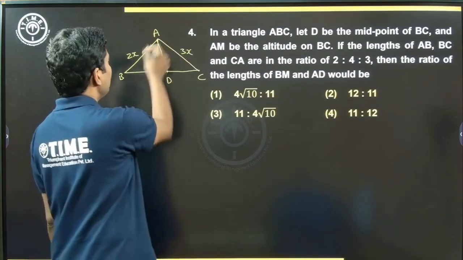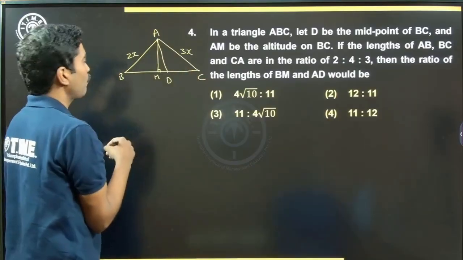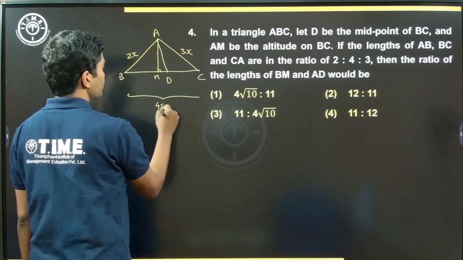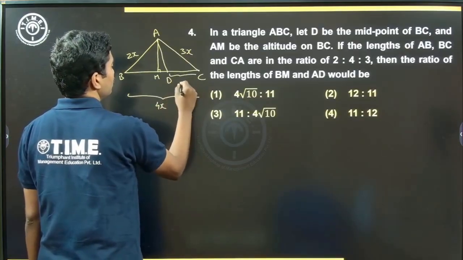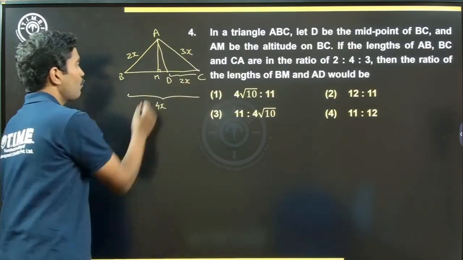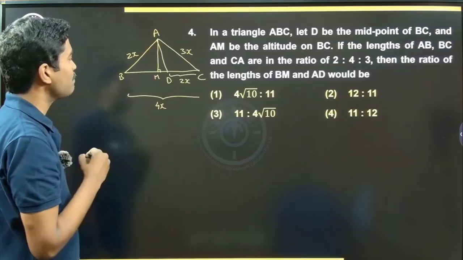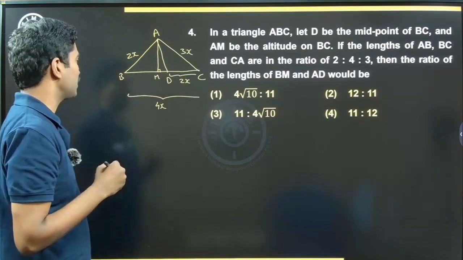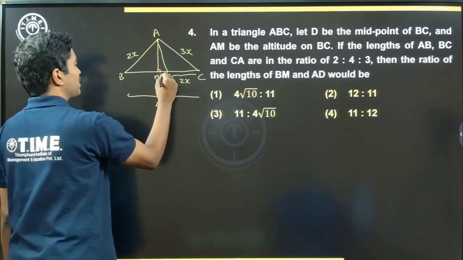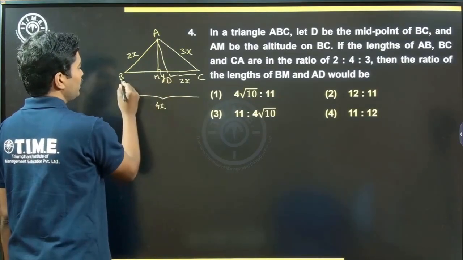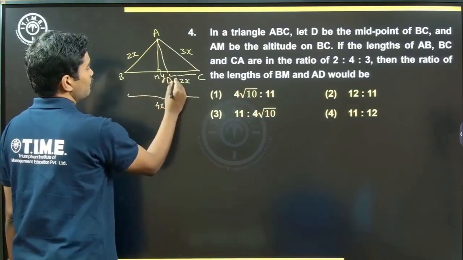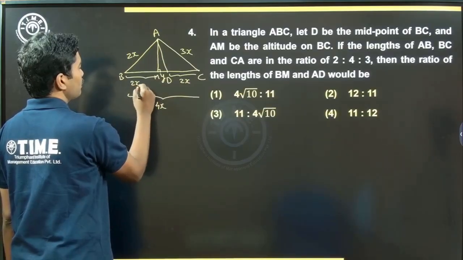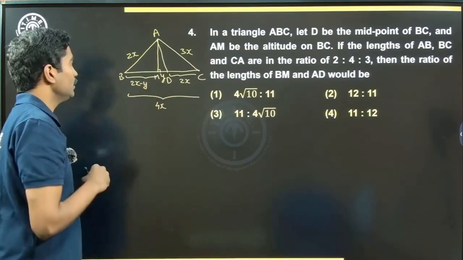Now I know AB, BC and AC are in the ratio 2:4:3. So if this is 2x, this is 3x, this whole thing has to be 4x. If this is 4x, this has to be 2x, right? Now what I don't know is this part MD. Let's say this part is y. MD is y. I know D is the midpoint, so BD is equal to DC is equal to 2x, in which case BM will be 2x minus y, right?